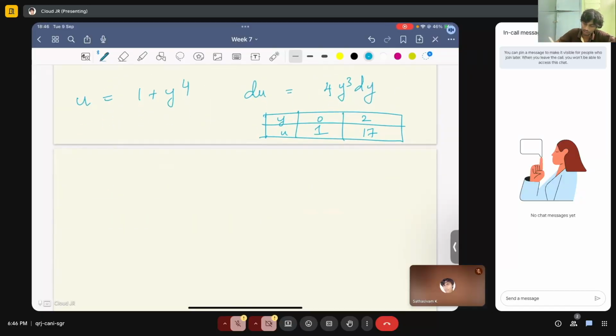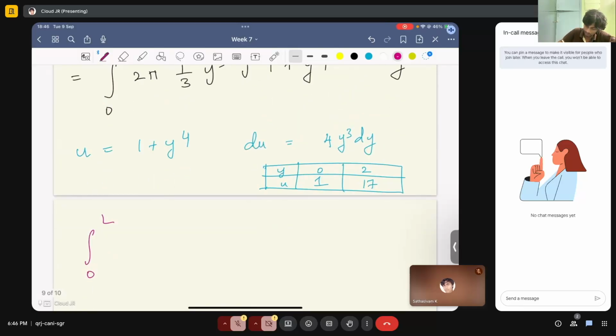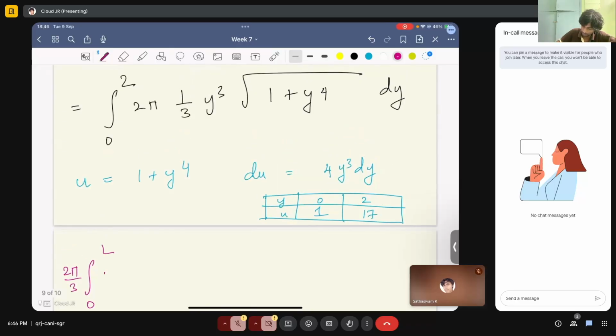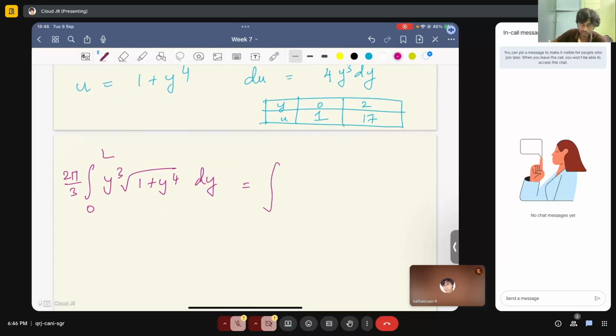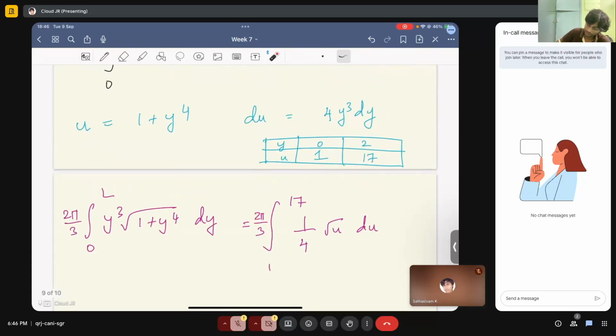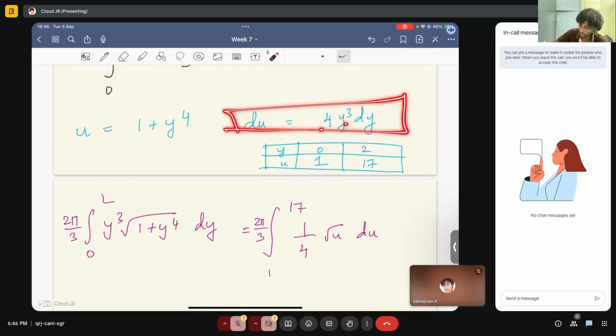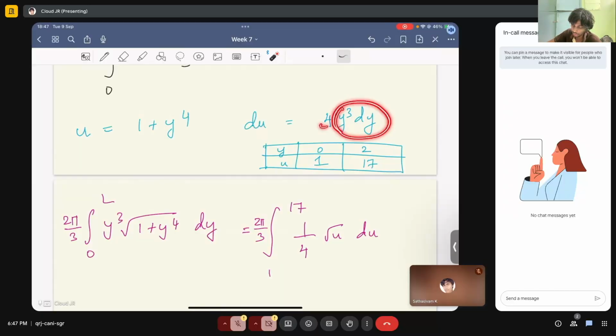So now we look at the integral. Our original integral is the integral from 0 to 2 of 2 pi by 3 y cube square root of 1 plus y power 4 dy. So this is our original integral that we started with. Now your original integral became the integral from 1 to 17 of 2 pi by 3 times square root of u, and y cube dy is nothing but du by 4. So we'll replace these two things by 1 by 4 du.